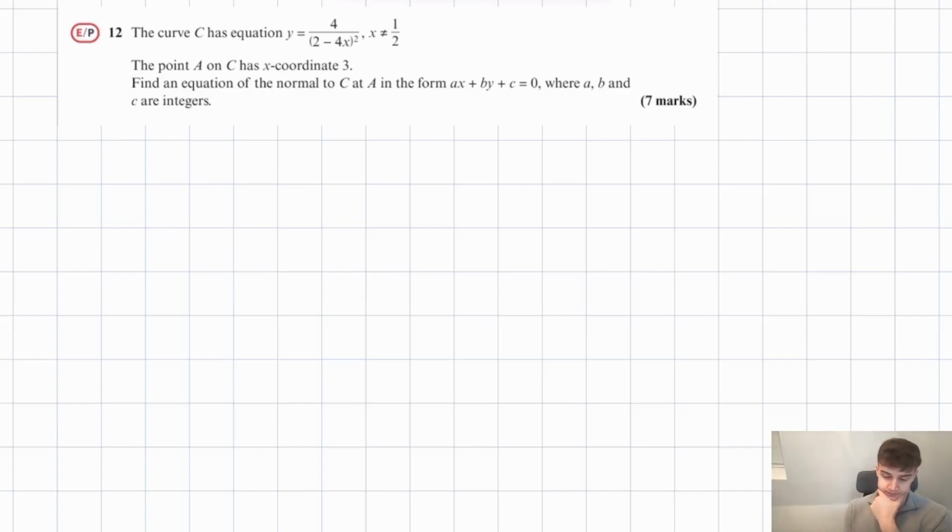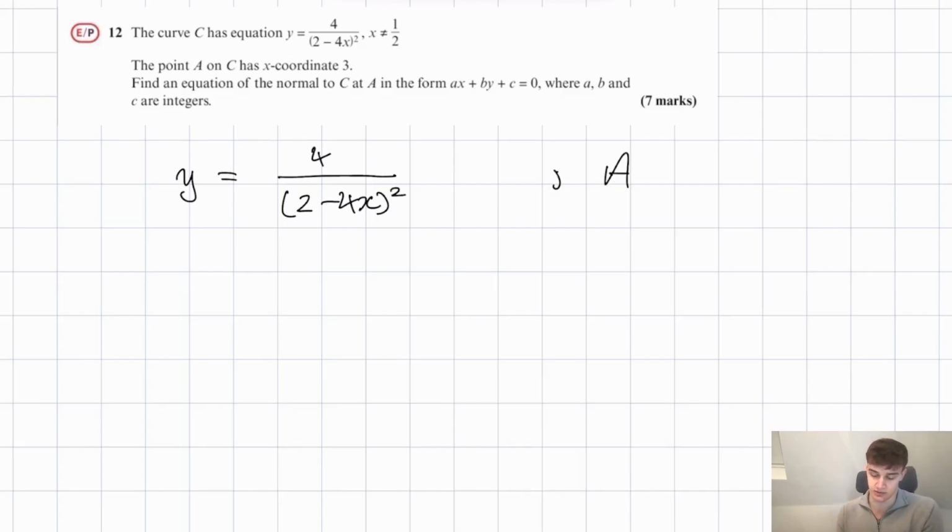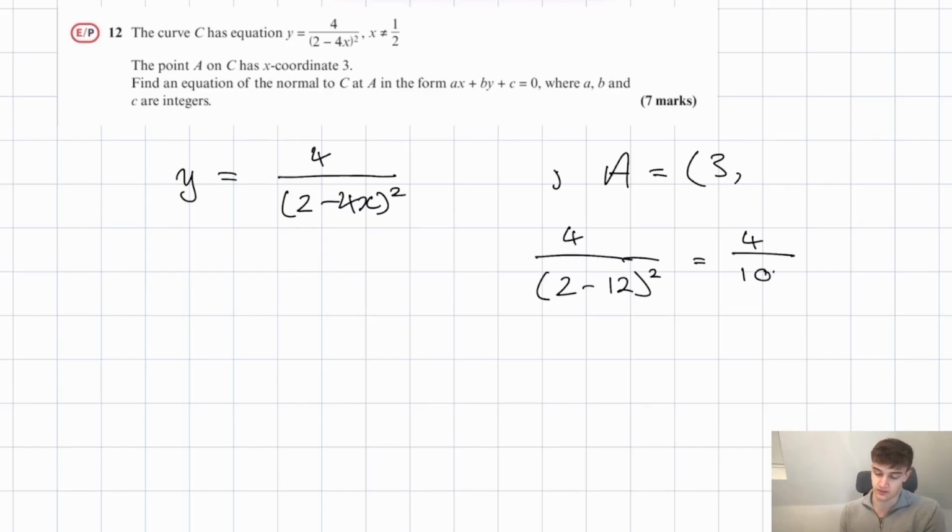So let's see, y is equal to 4 over 2 minus 4x squared. So first, should we just find the other point at A? So we know it has x coordinate 3. Well, the y coordinate then is going to be 4 over 2 minus 4 times 3. That's 12 squared. So that's going to be 4 over 100.